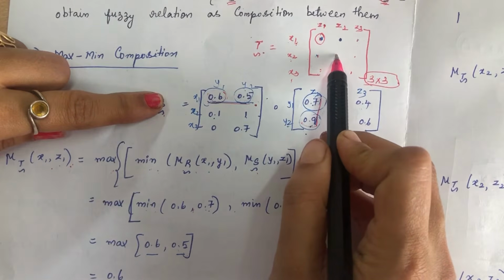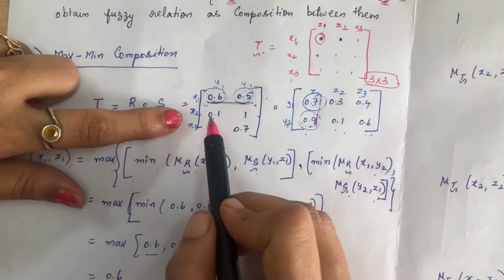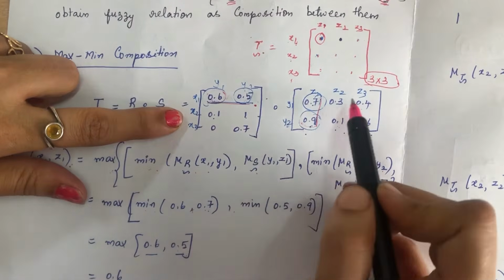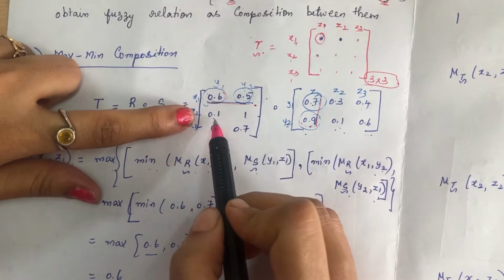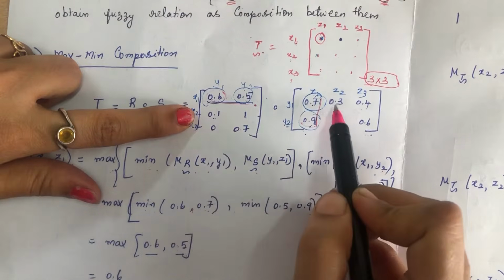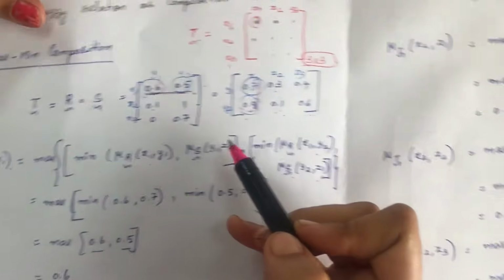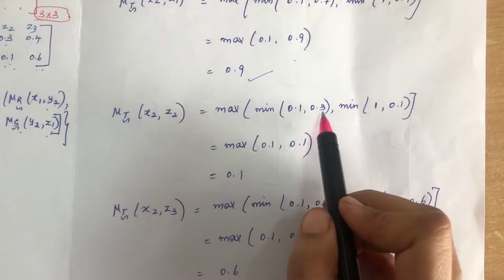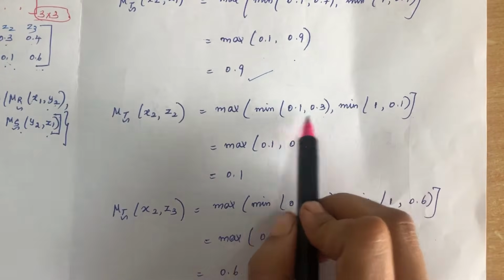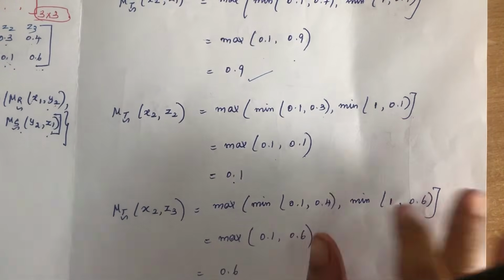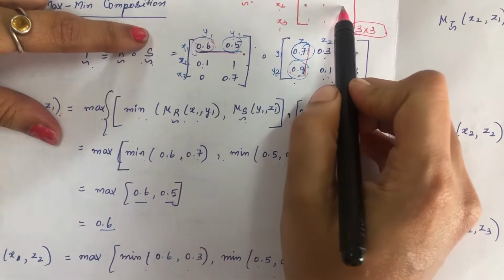When you want to find out x2 and z2, it is nothing but taking a composition between the second row and second column. It is max of minimum of 0.1 comma 0.3, then minimum of 1 comma 0.1. So the minimum values are 0.1 and 0.1, so the maximum is 0.1.